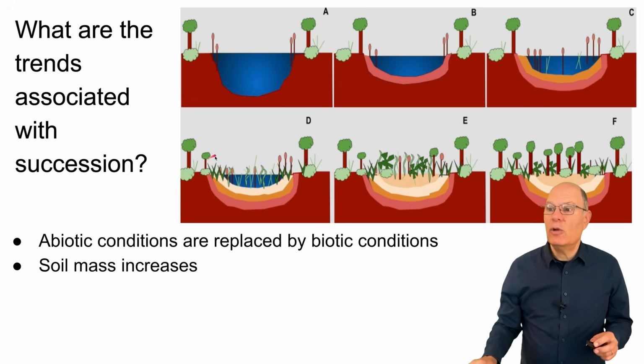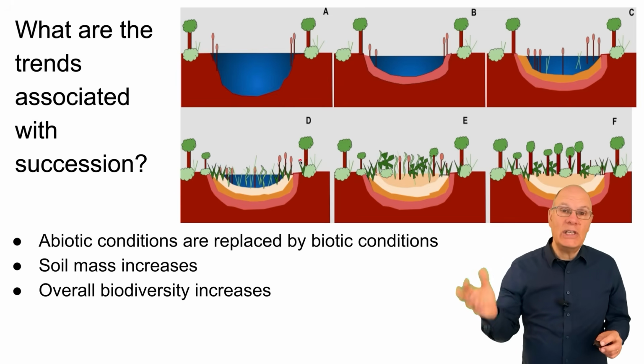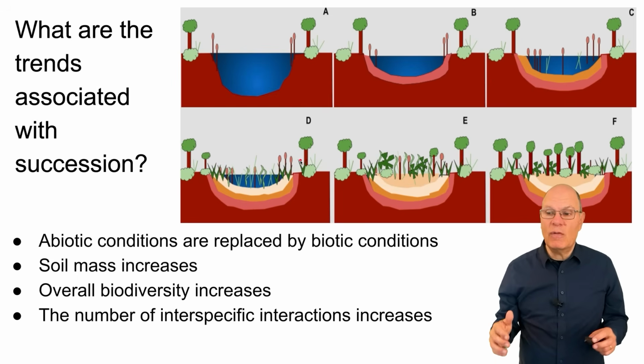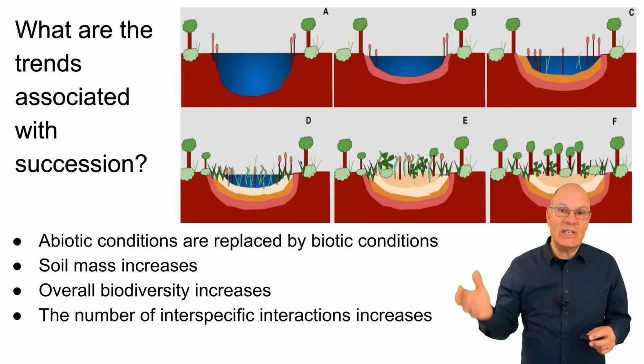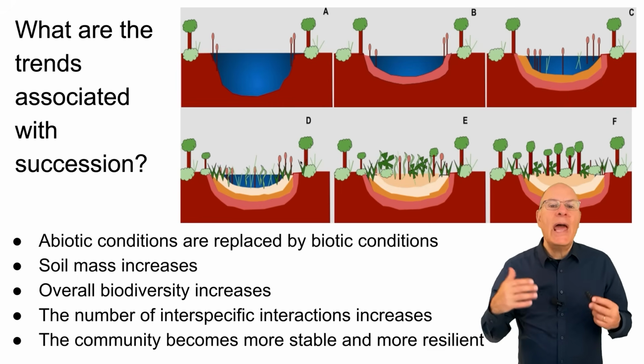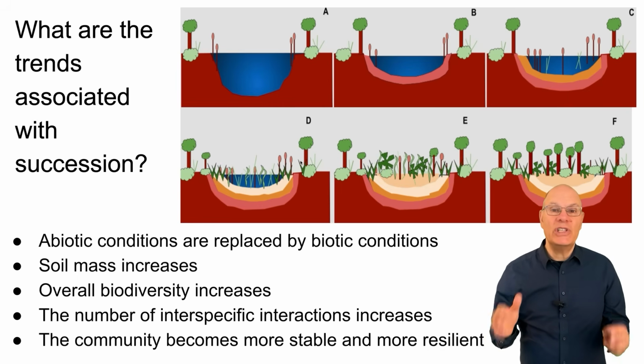Soil mass increases. You can see the creation of soil as this pond begins to fill in over here. Overall biodiversity increases. In other words, there are more species over time. The number of interspecific interactions increases as there are more species. And the community over time becomes more stable and more resilient.